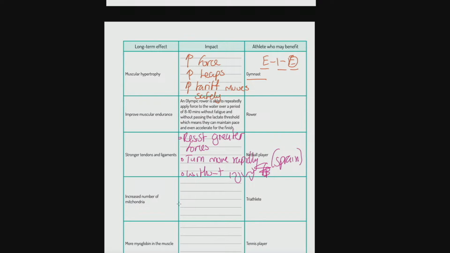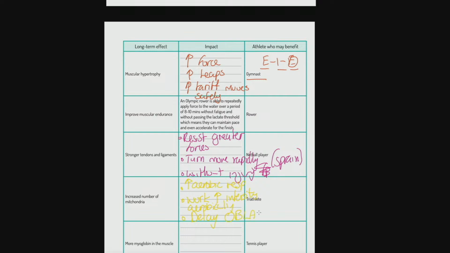Let's have a look at the increased number of mitochondria. Of course, this is an aerobic consideration. What happens? We get an increase in aerobic respiration, aerobic energy release. Therefore, this person here, the triathlete, can work at higher intensity aerobically. That is the impact. And what is the outcome of this? The outcome is this person can delay to a higher intensity of exercise.